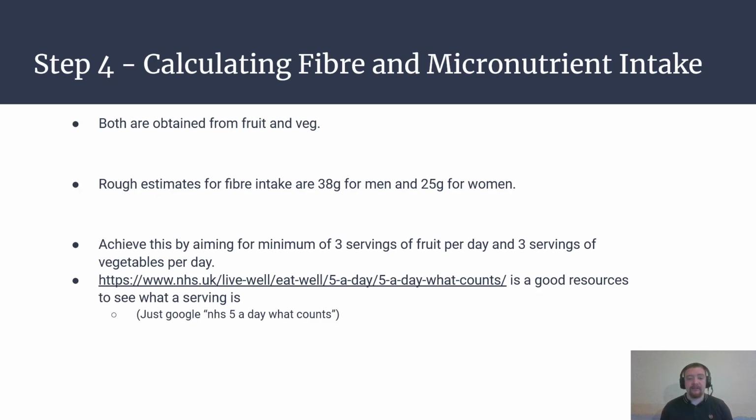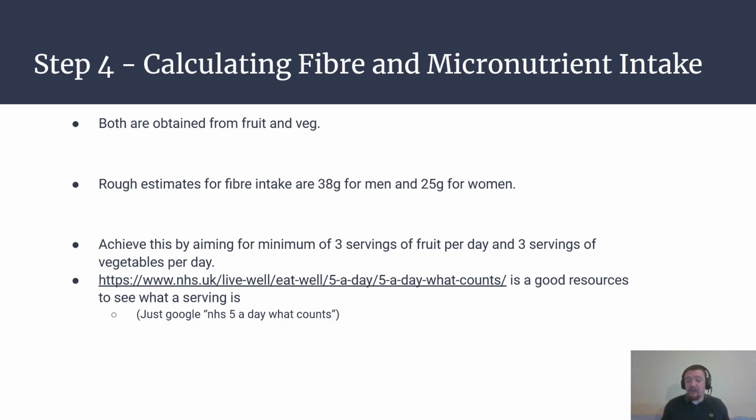Now, the rough estimates, which are taken from the NHS website again, are 38 grams of fiber for men, 25 grams for women. That's per day. And they're not too bad, actually. I quite like those estimates from the NHS. And we can probably achieve this most easily by trying to eat 3 servings of fruit per day and 3 servings of veg per day.